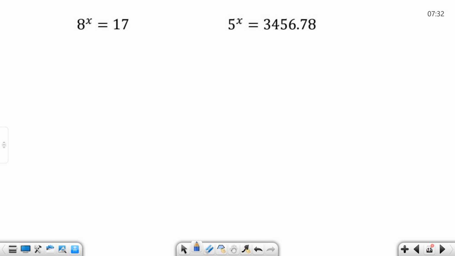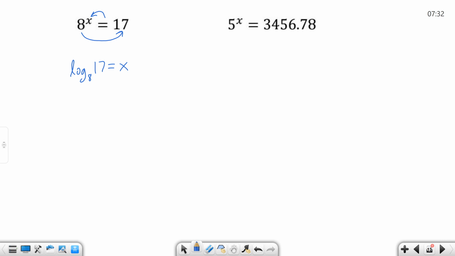All right. 8 to the x equals 17. So here again, I can't write 8 and 17 as the same base to a power. So I need to rewrite this as a logarithm. So I'm going to start with the base, go across the equals to what's left. So log base 8 of 17 equals x.